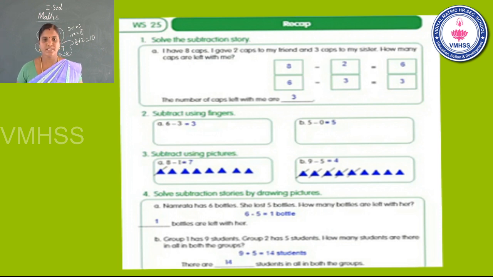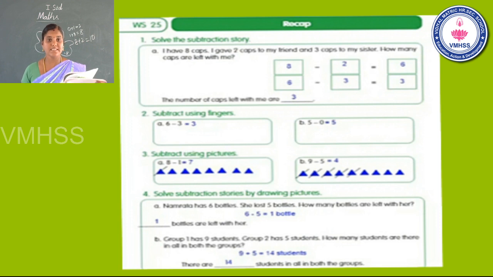Next, subtract using fingers. Using fingers, we can do the problem. Okay, 6 minus 3. Students tell. Show me the 6 fingers. Unfold 3 fingers. Count the remaining fingers. 3. Very good. Next one, B part. 5 minus 0. What is the answer? Yes, 5. Very good.